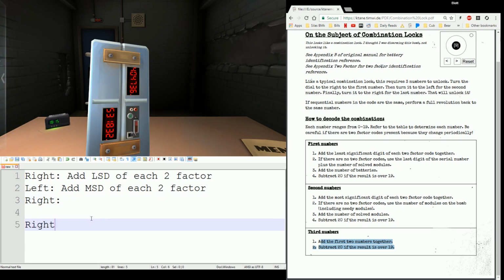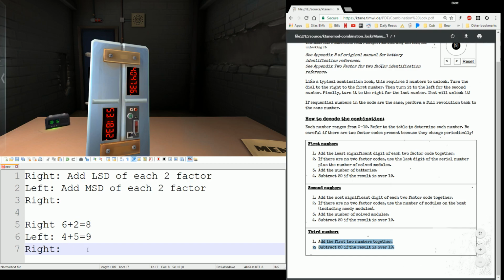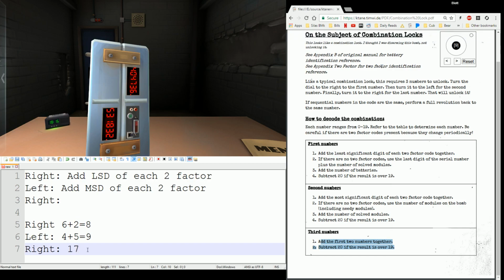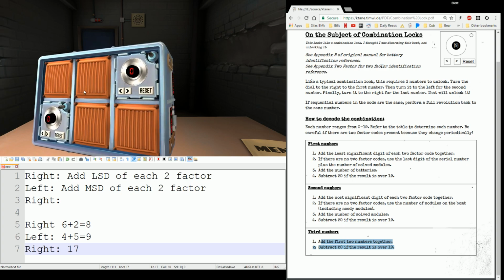For my right turn, I'm going to add the least significant digits. That's the 6 here plus the 2 here. Gives me 8. For the second one, I'm going to add the most significant digits. That's the 4 and the 5. That's going to give me 9. And for my last digit, I just add the first two numbers. 8 and 9 gives me 17. None of them exceeded 20, so I don't have to manipulate. That's what I'm going to flip to.